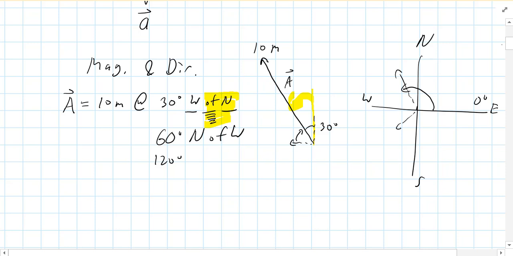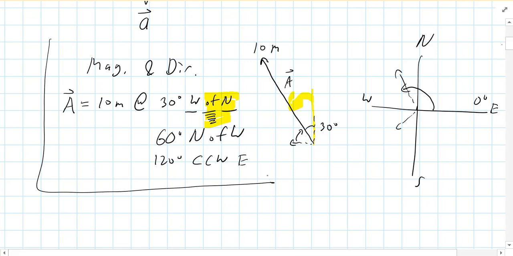Now, you could say 120 degrees counterclockwise, so we call that CCW, from east. Okay, now that would be acceptable. Everybody would agree on that. But if you just say an angle, just 120 degrees, then it's a little confusing. It depends which coordinate system you're using. So that's representing vector A as a magnitude and direction.